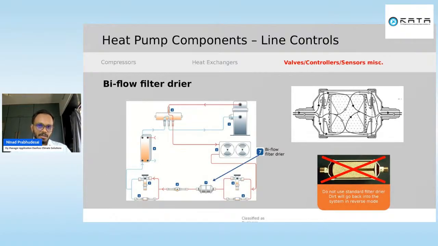Then, of course, for the reversible heat pump, you need the biflow filter dryer, which can filter out the pollutants or whatever moisture is there in the system, and it should not release it when your system turns from heating to cooling or cooling to heating, because it should retain that moisture or the particles in both the flows. So that's why there's some special arrangement inside it. These products are being used in the reversible heat pump.